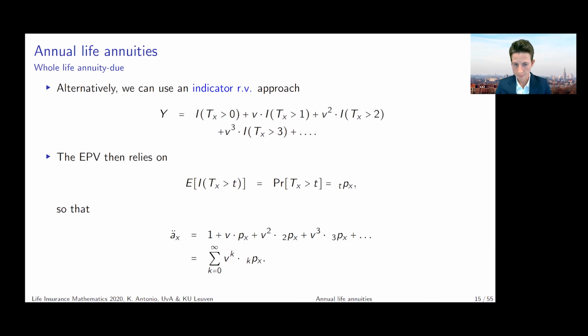If you would compare this to the EPV formula for a whole life insurance, then do remember for the whole life insurance, we had v to the power k plus 1, because in a life insurance contract, you always pay at the end of the year, of course. And in the life insurance formula, we had kPx multiplied with qx+k, because there we needed to assess the probability that the policyholder would die between time k and k plus 1. Here, the only thing we need to evaluate is what is the probability that you will be alive at a certain point k, time point k. So this is for the whole life annuity due.